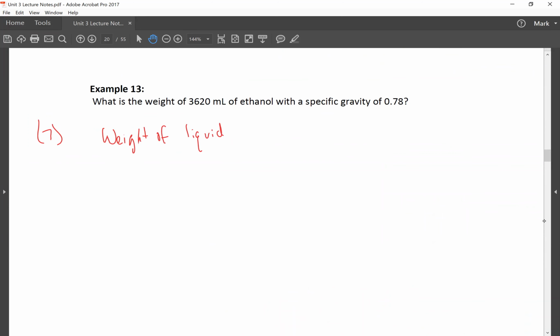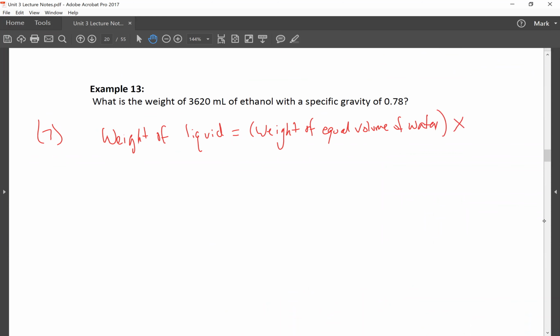Okay, so weight of liquid is equal to the weight. I hate how these formulas are so big. It'd be nice if we could just use symbols, but this is better for you guys because when you're doing this on a test or your final, you don't have to memorize what symbols mean.